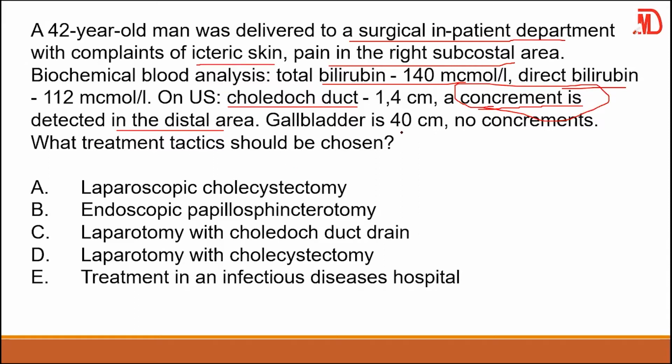Now, the gallbladder is 40, but there's no concrement. That means there are no stones in the gallbladder itself. But in the bile duct itself, we have stones at the distal area. So, of course, what are you going to do? Or what will be your tactics in such a case? You want to remove the obstruction because the stone there is serving as a bile duct obstruction.